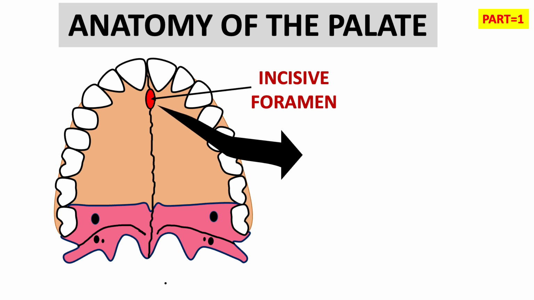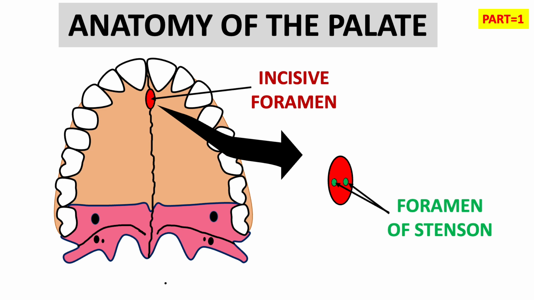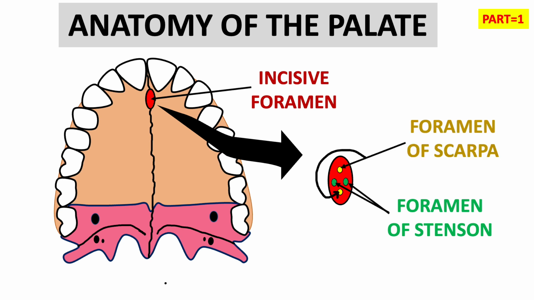If we zoom into the incisive foramen part, you can see there are four foramina. One pair of foramina, which is in green, is the foramen of Stensen, and the other pair of foramina, which is in yellow, is the foramen of Scarpa. So the foramen of Stensen is a lateral canal in the incisive foramen, and the foramen of Scarpa is the additional middle canal that is present in the incisive foramen.